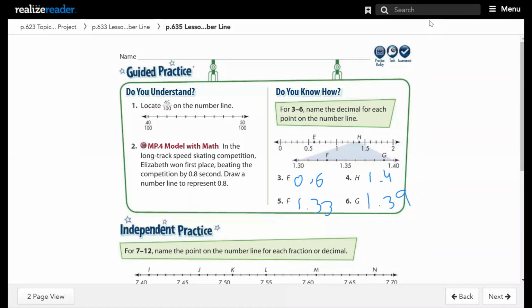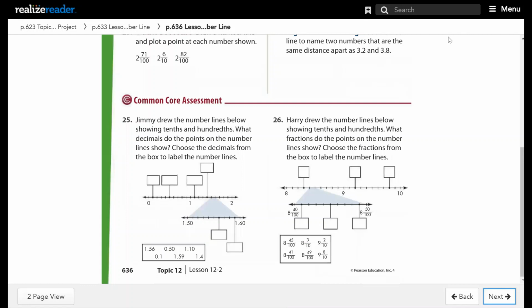Moving to the next page. Question number 25. Jimmy drew the number lines below showing tenths and hundredths. What decimals do the points on the number lines show? Choose decimals from the box to label the number line.